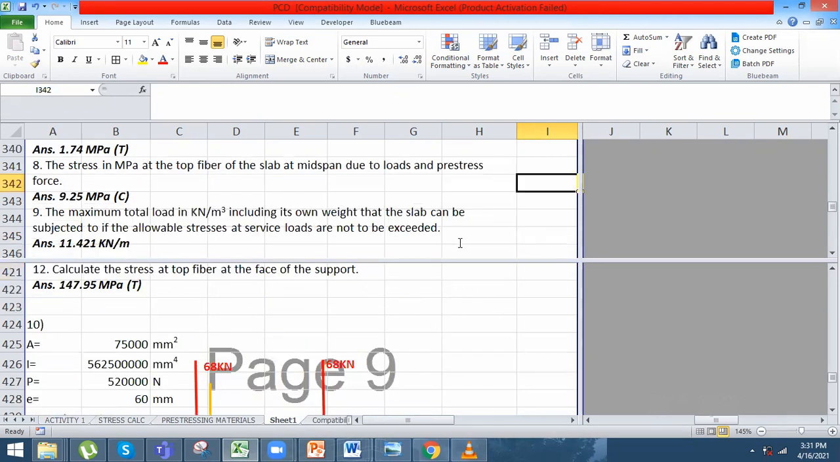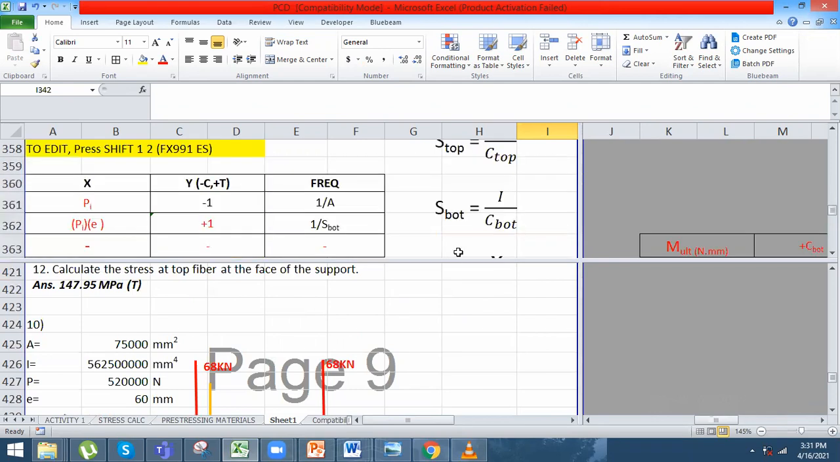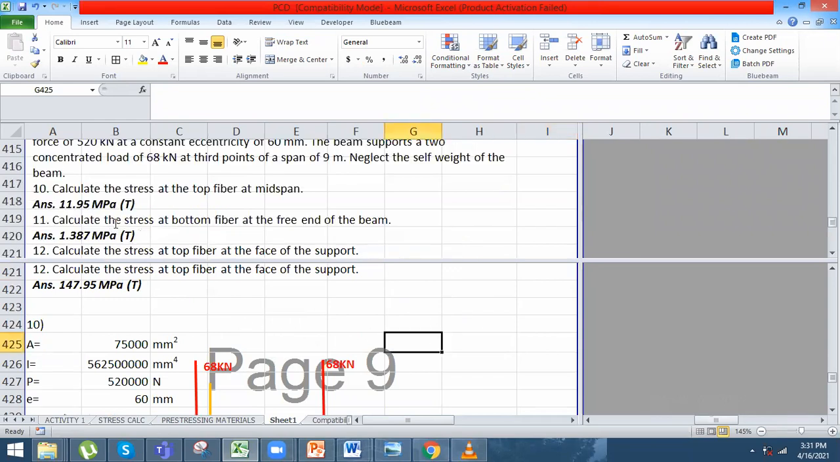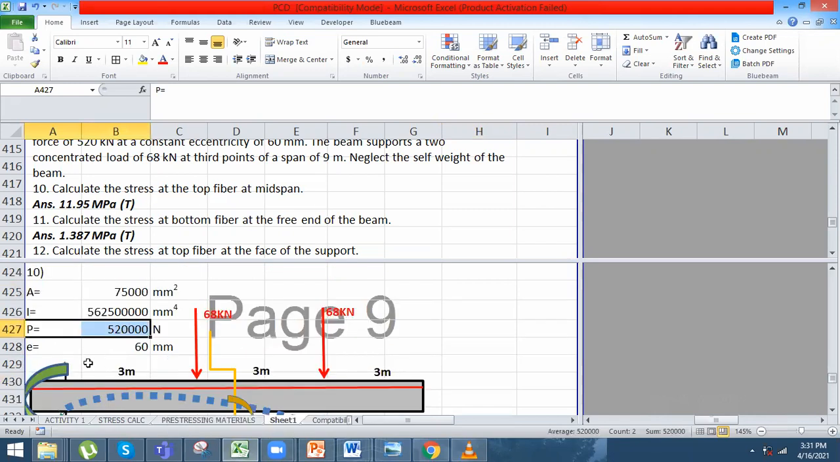Okay, so dito natin yung ilipat natin. Ayan. Ito yan. So, ang hinahanap, number 10, calculate the stress at the top fiber at the midspan. So, ganito yung analysis yun, guys. First things first, i-secure nyo yung area. Then, moment of inertia. I-store nyo na yan sa A at sa B. Then, syempre, si pre-stressing force in Newton. At syempre, si eccentricity na millimeter.